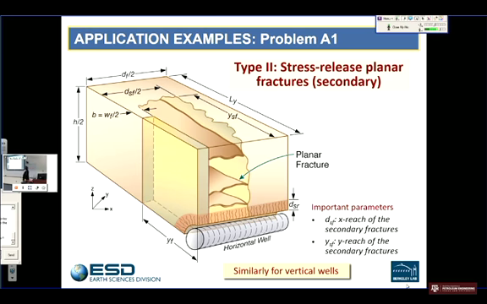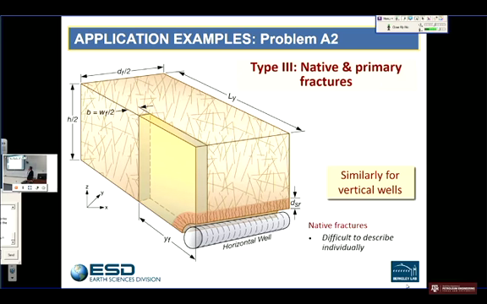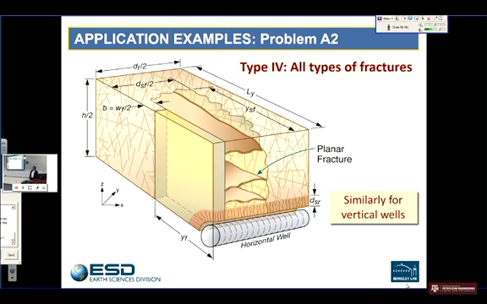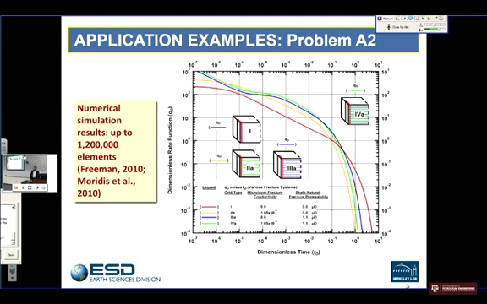This is type 2. In addition to the vertical fracture, now we have these stress release fractures. Then we have type 3, which is basically the vertical fractures and a whole bunch of native fractures. This is a possibility. And type 4 is everything in the kitchen sink. So what happens in this case? We have a very different behavior. The reference case, type 1, is the red curve, and you can see that the other types of fracture systems give you a very different behavior.